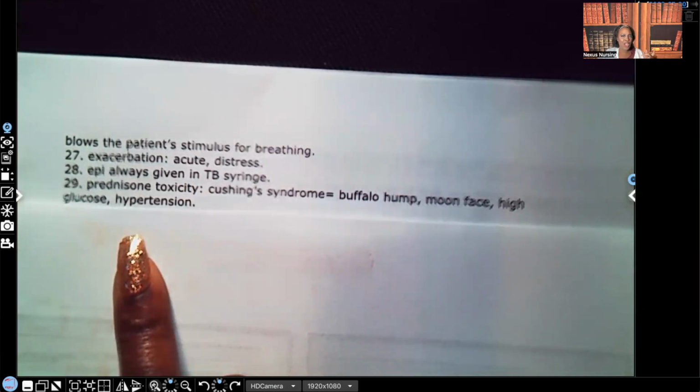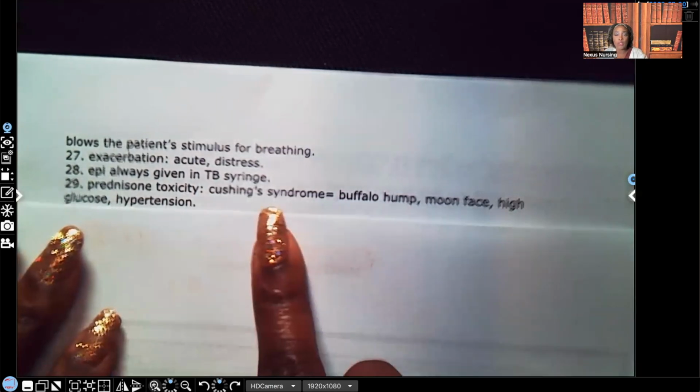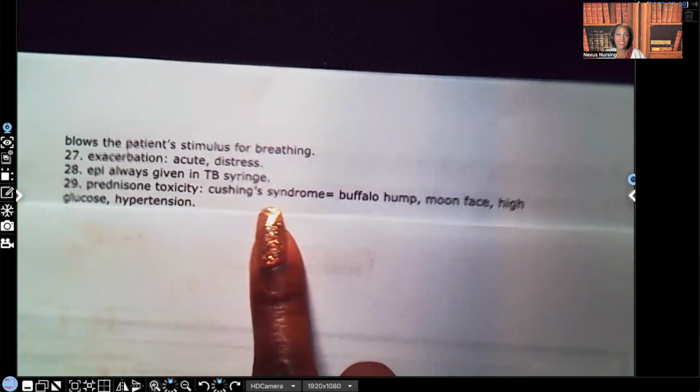And remember, we said fluid likes to follow glucose. So what do you think their blood pressure is going to be? High. Because within that vascular space, more fluid means more pressure pushing against the vessel wall. So yes, hypertension. What about neurologically? Patient may be confused. Emotionally, that patient's going to be up and down, or they may just have depression. That's very important to know about prednisone toxicity, those signs and symptoms of Cushing's. And when it comes to Cushing's, I say it all the time: too much salt, sex, and sugar.